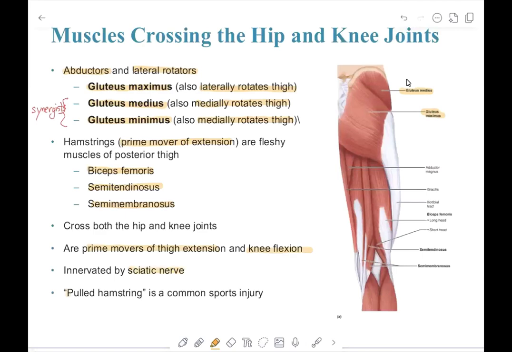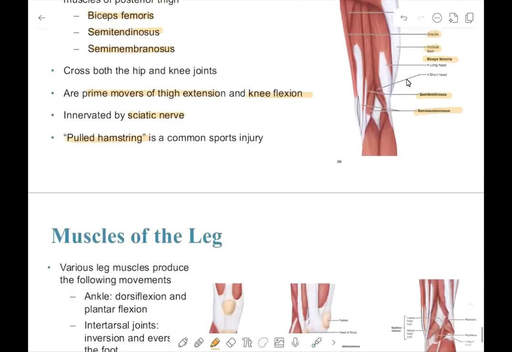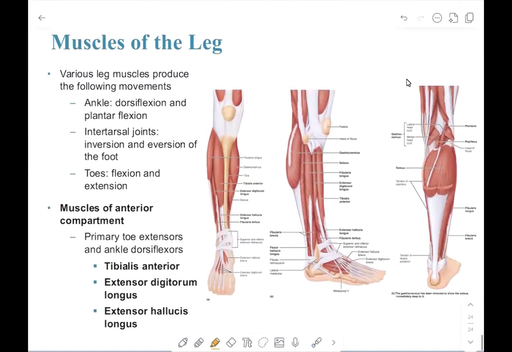So when a hamstring is pulled, that's a very common sports injury. But sharp stabbing pain, which is going to continue going down from the butt all the way to the foot, could be sciatica. And we've looked at these other muscles now, the adductor magnus, gracilis, IT band, biceps femoris, semitendinosus, as well as semimembranosus. The next slide is muscles of the leg.